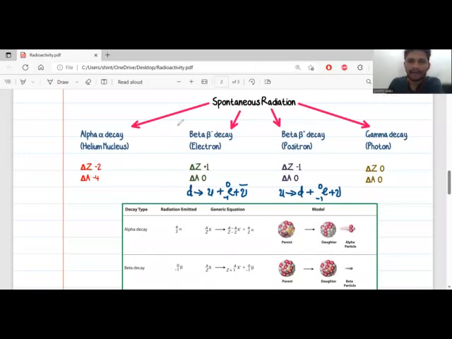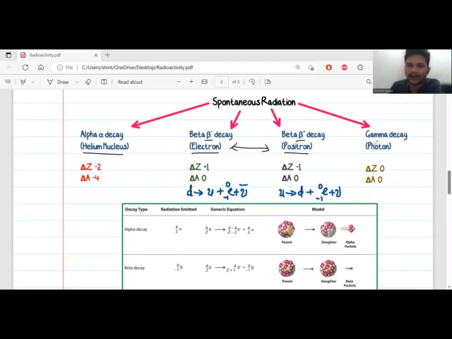Now, an alpha particle is equivalent to a helium nucleus. A beta minus particle is equivalent to an electron, beta plus a positron. Actually, this electron and positron are antiparticles of each other. And a gamma particle is essentially a photon, or light.